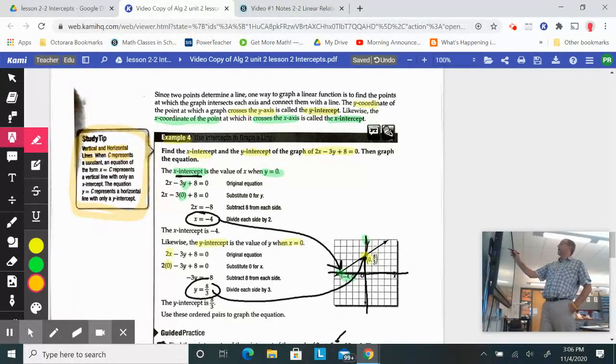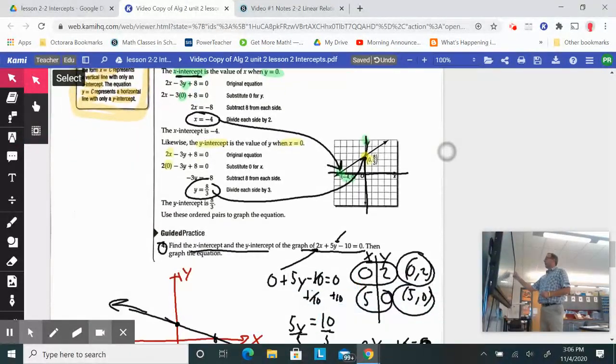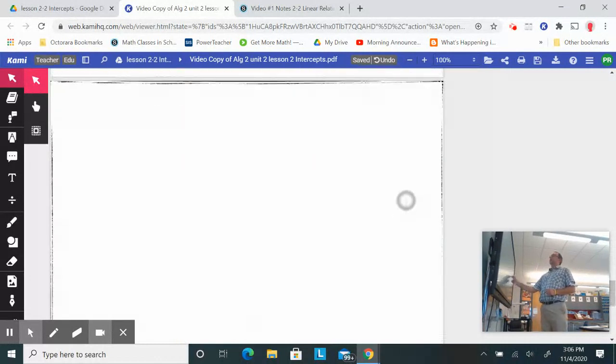When c represents a constant, like 4, 1/4, 3 1/3, -8, you can write an equation in this form, x equals c, and it represents a vertical line with only an x-intercept. When you write y equals c, you end up with a horizontal line with a y-intercept. A horizontal line just has a y-intercept. So the vertical line has an x-intercept. So let me explain that to you using this blank page I have right here.